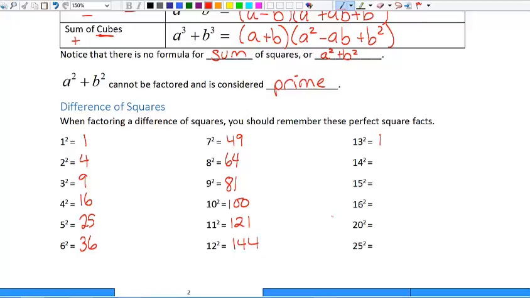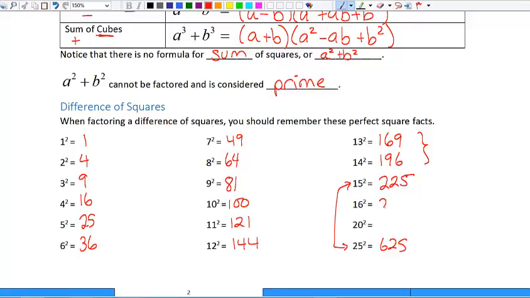Now the last column is where people start not remembering these. 13 squared is 169, 14 squared is 196. I kind of remember these two together because 169, 196, the last two digits are just interchanged. 15 squared is 225, it comes up an awful lot. 25 squared, the last one, is 625. I memorize these two together. 15 squared is 225, 25 squared is 625.